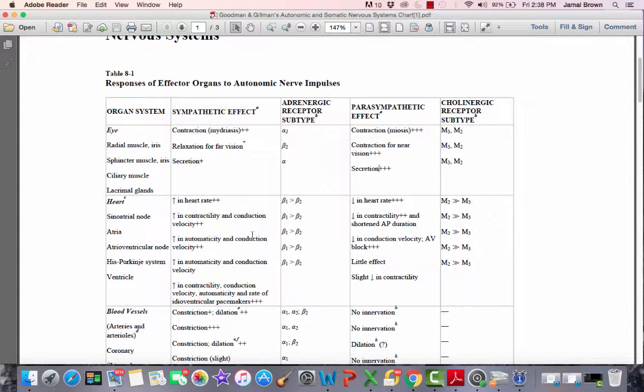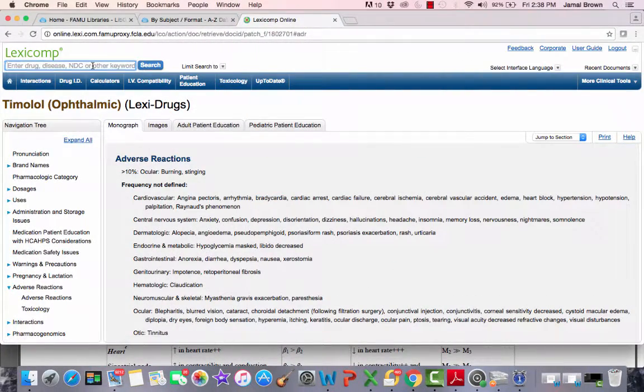I'm going to flip back over to the other side for the heart, and we're going to talk about those beta agents. So let's look at a drug called metoprolol.